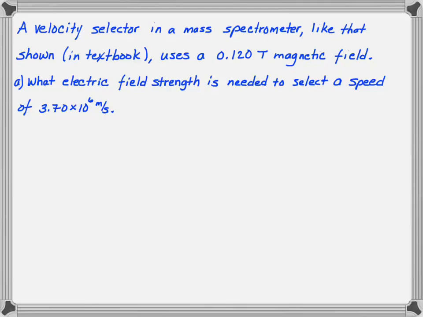Okay, let's look at problem 5 from homework assignment 17. In this one, I have a velocity selector, which is inside of a mass spectrometer. They give you a picture of it in the problem, and there are also pictures of it in the textbook. I tell you that it uses a 0.12 Tesla magnetic field. The question is, what electric field strength is needed to select a speed of 3.70 times 10 to the 6 meters per second?